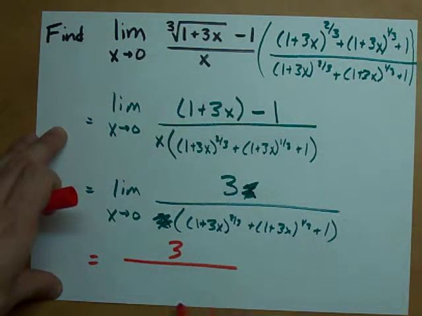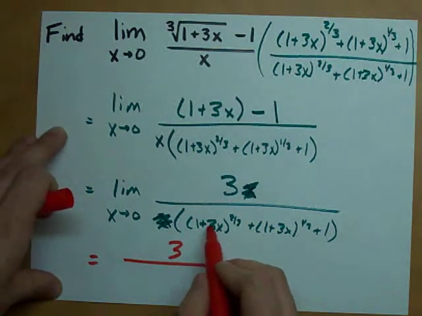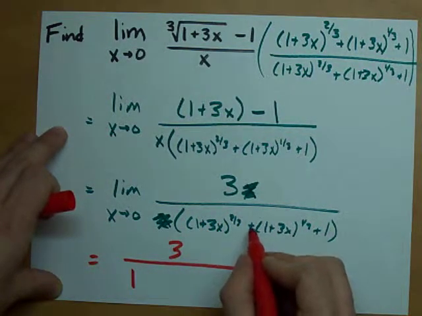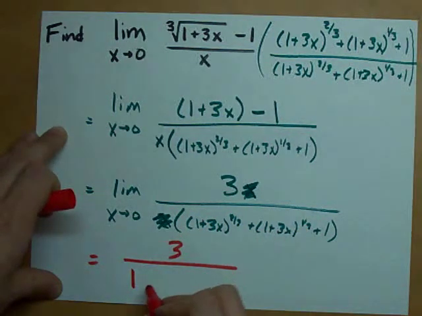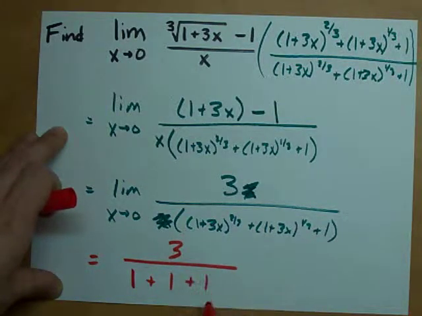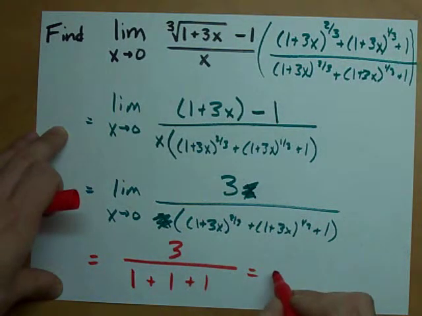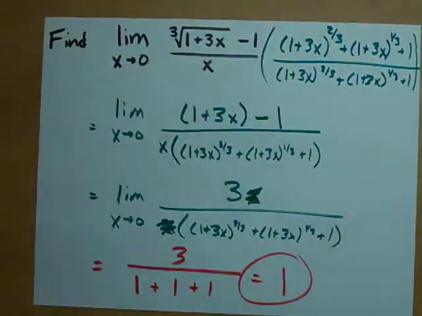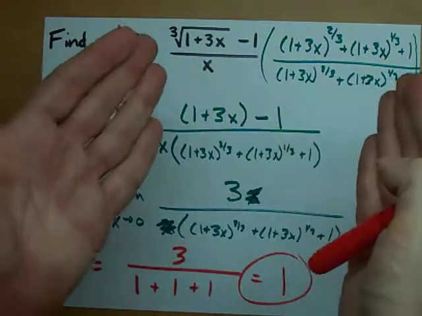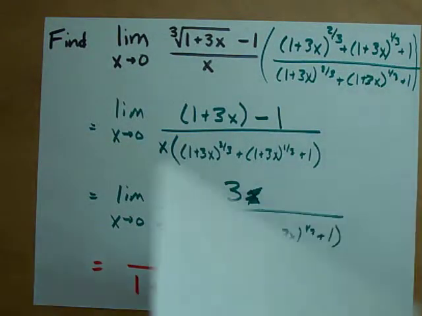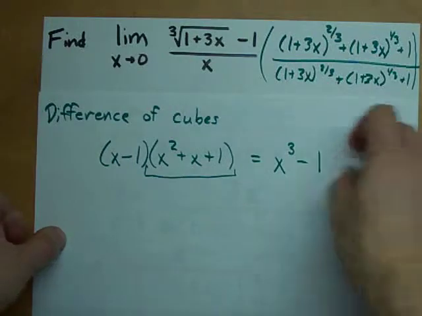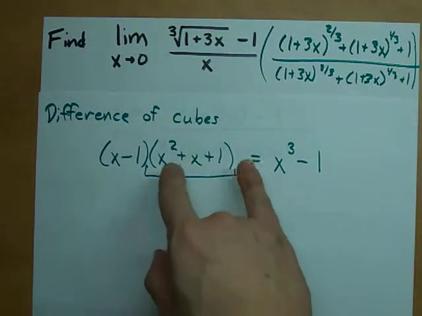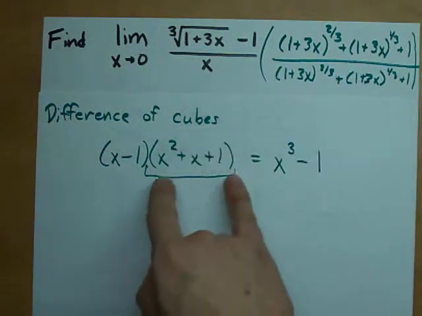3 divided by 1 plus 0 to the power of 2/3 plus 1 plus 0 to the power of 1/3 plus 1. I get 3 over 3, which turns out to be 1. The limit of this entire function as x approaches 0 turns out to be just 1. But again, the trick was identifying that you need to get rid of that cube root, and the way to do that, the best way to do that I've found, is to use a difference of cubes formula.